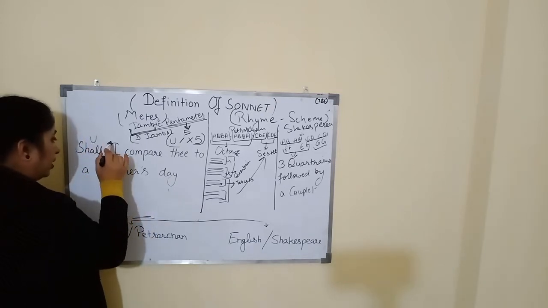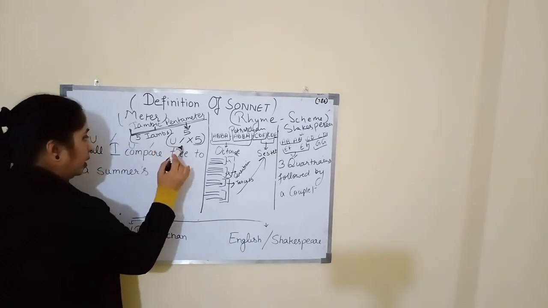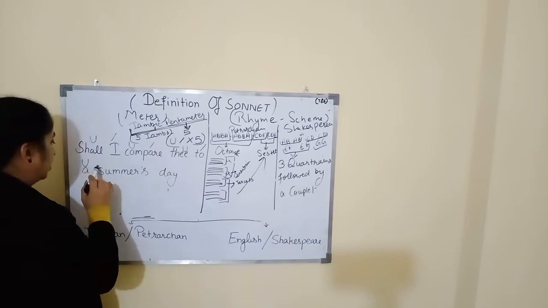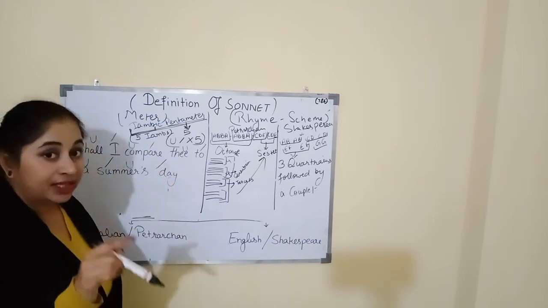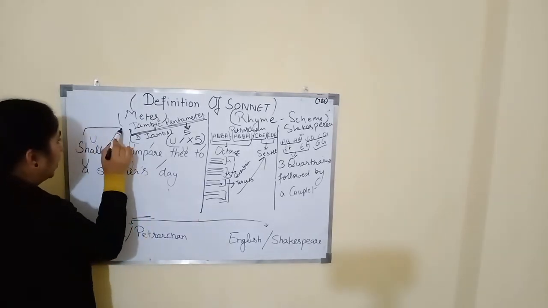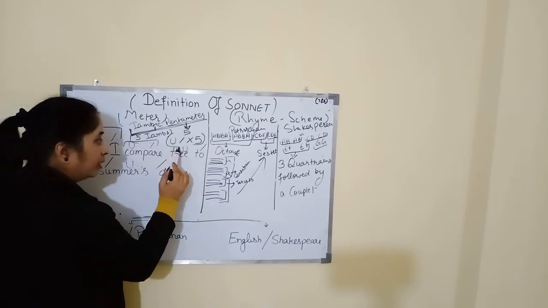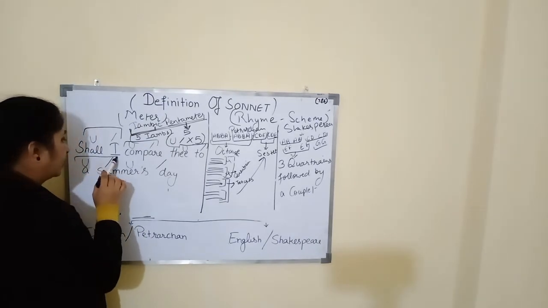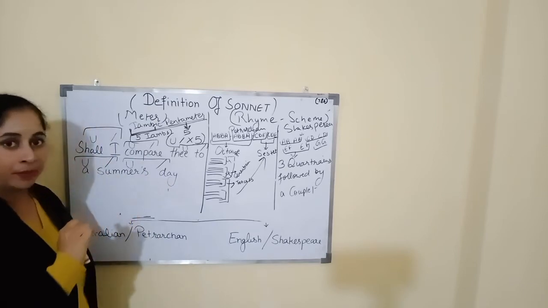Shall I compare thee to a summer's day? Let's count. 1 set of iamb, 2 set of iamb, 3 set of iamb, 4 set of iamb, 5 set of iamb, right?